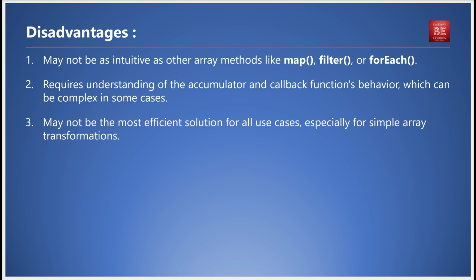In summary, the ReduceRight method in JavaScript is a powerful tool for reducing an array from right to left. It provides you with the flexibility to customize your reduction process, but requires a clear understanding of how accumulator and callback functions work. While it's not always the most efficient solution, when used correctly, it can significantly streamline your code. Remember, the key to mastering JavaScript is understanding the tools at your disposal, and ReduceRight is certainly one of them.